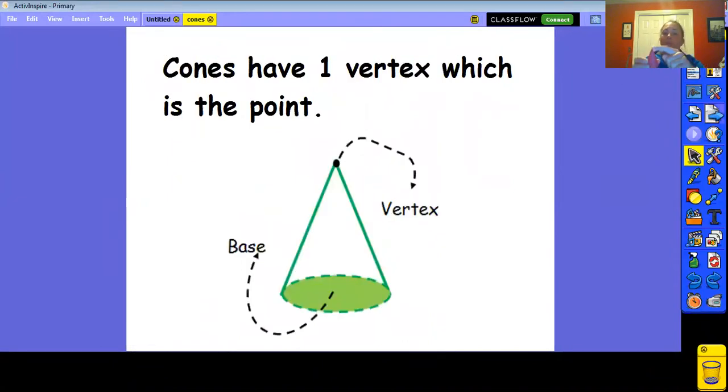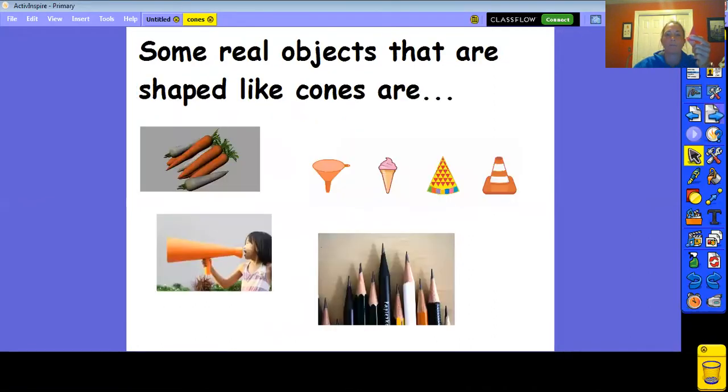Cones have 1 vertex right here. This is the point right there. So in my party hat, that was the vertex right there up at the top. This is the vertex. And this is the base. And sometimes we call this the face. So it has a flat circular face, a curved surface, and 1 vertex. That's the cone.